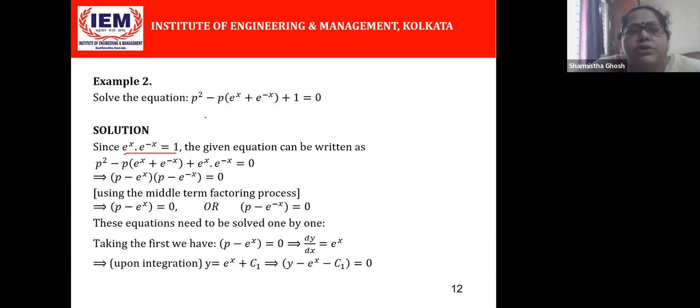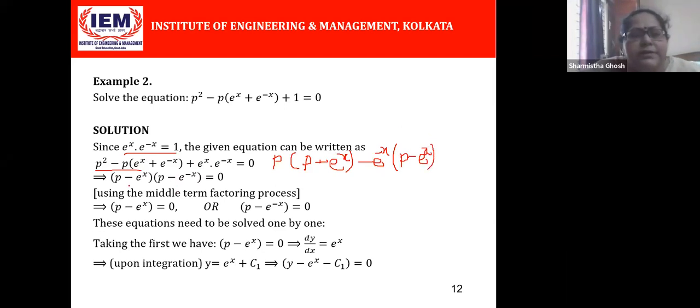So actually this equation we can think of as p² - p(e^x + e^(-x)) + e^x · e^(-x), since in place of 1 it's nothing wrong to write this because they are both the same. Now you can see we can easily factorize this. If from the first two terms I take p common, I get p(p - e^x). The next term would have been minus p e^(-x), and here you have e^x e^(-x). If I take e^(-x) common from the next two terms, I am left with p here, and since I have already taken a minus common, I can write this as (p - e^x).